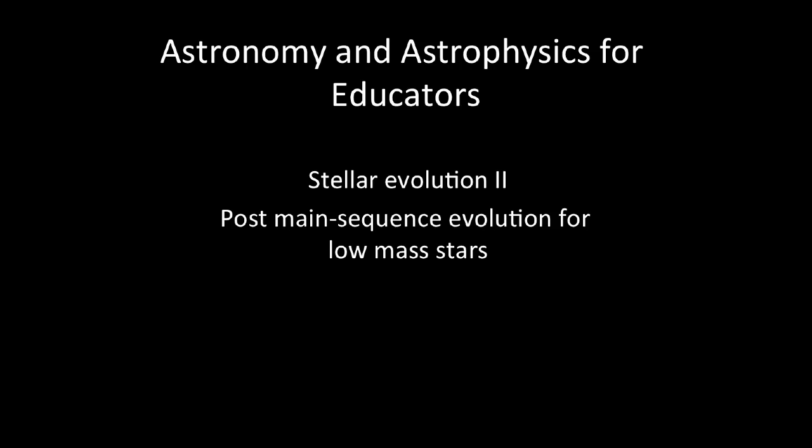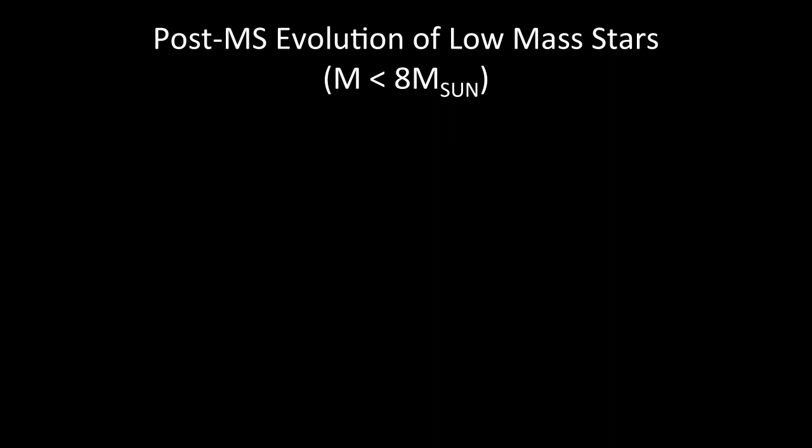In this lecture, we're going to talk about the post-main sequence evolution for low-mass stars. What happens to these stars when all the hydrogen in their core is exhausted? Now, low-mass stars are defined to be stars with masses less than roughly 8 times the mass of the Sun. The reason for this distinction will become apparent in a little bit.